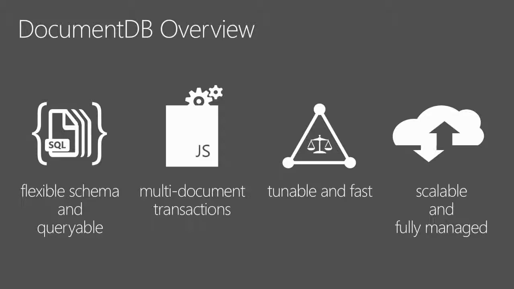Next, multi-document transactions. We actually support JavaScript multi-document transactions. So if you have a stored procedure, and let's say you're updating multiple documents, either they all happen or none of them happens. It'll roll back. So when's the use case? When is a good time to actually use this?